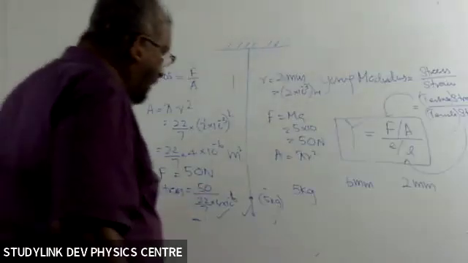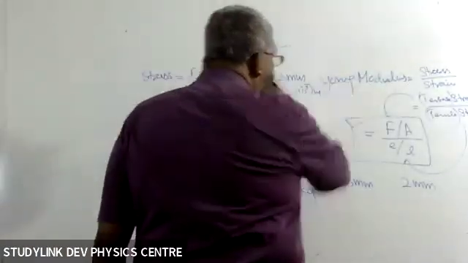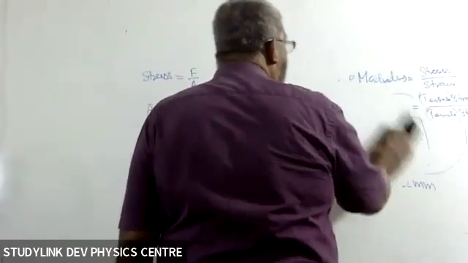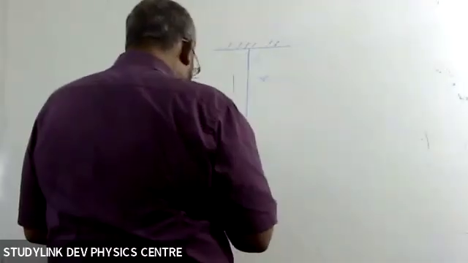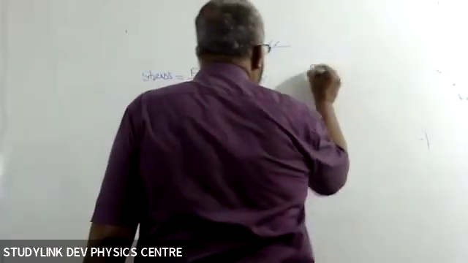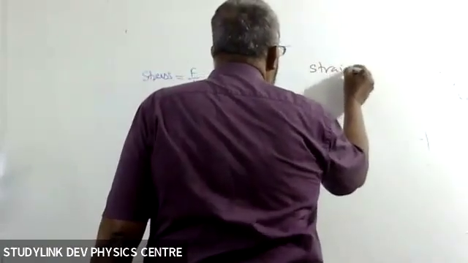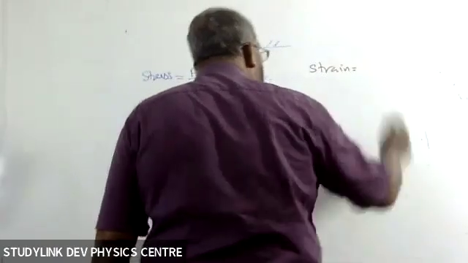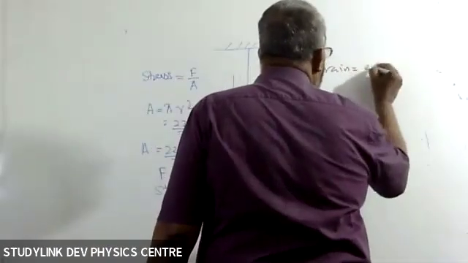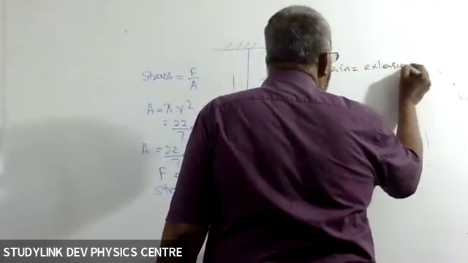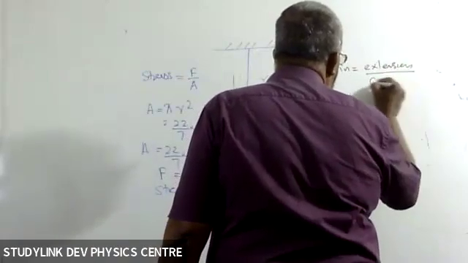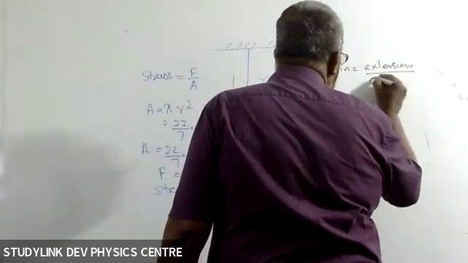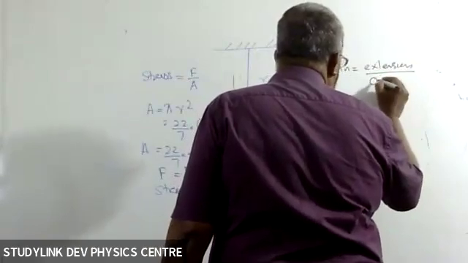Now we want to get the value for strain. So strain is the second part, no? Strain is equal to extension divided by original length.